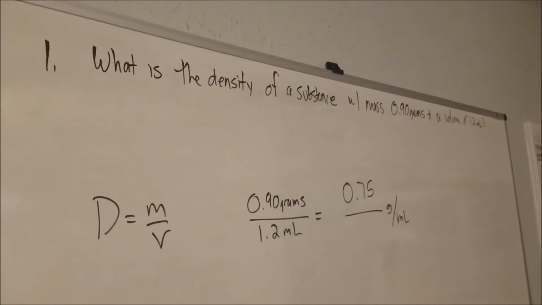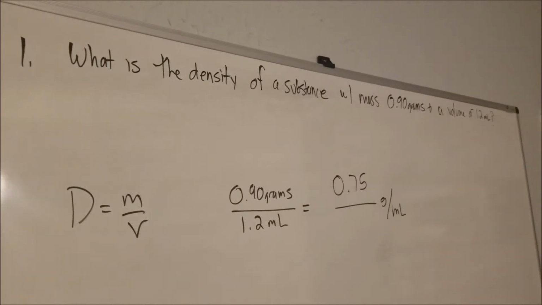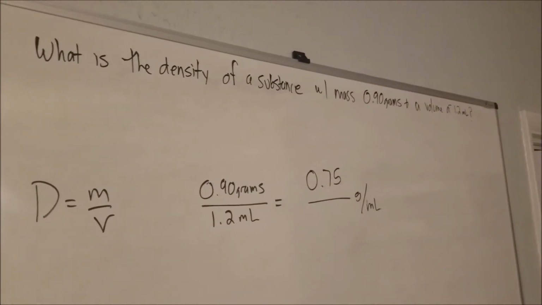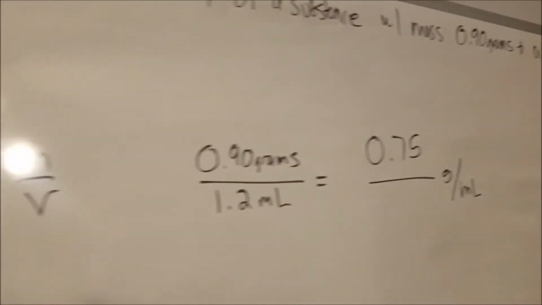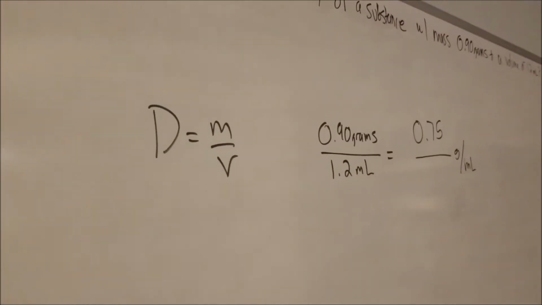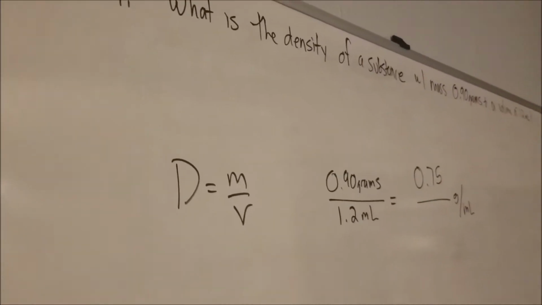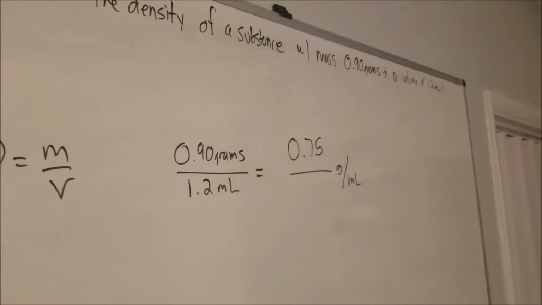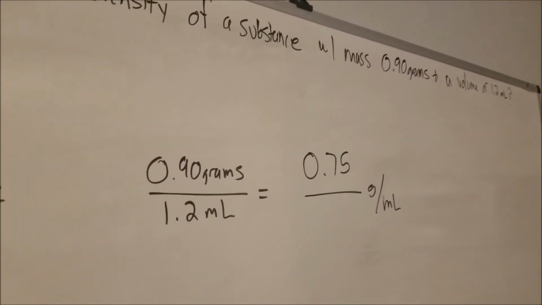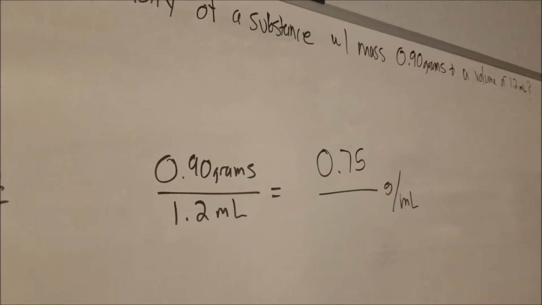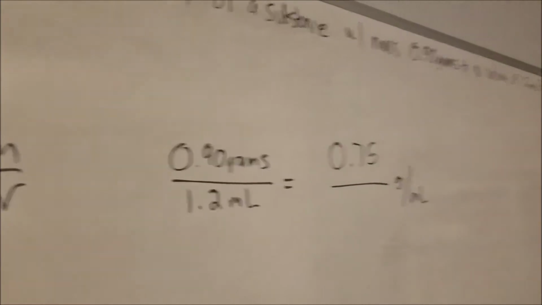Okay, everyone, for the first problem, what is the density of a substance with a mass of 0.9 grams and a volume of 1.2 milliliters? Okay, so we're going to use the density equation, D equals M over V. We have two of the variables from the problem, the mass, 0.9 grams, and the volume, 1.2 milliliters. So we divide 0.9 by 1.2 to get an answer of 0.75.